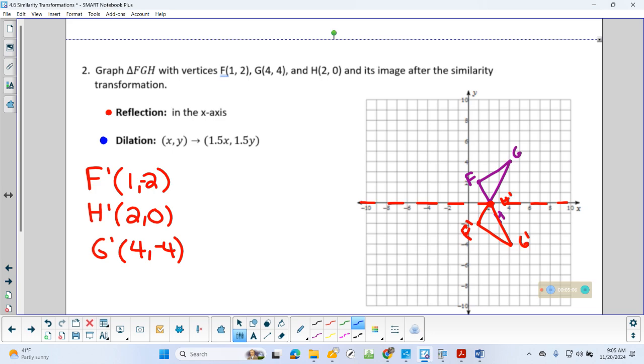1.5. So enlargement or reduction? Enlargement should be bigger. Now here's where you might need your calculators out, because I don't know how great you are with decimals, no judgment on that one. So to make F double prime, we have to multiply all of these red coordinates by 1.5. Well, some are going to be easy. 1 times 1.5, I got that.